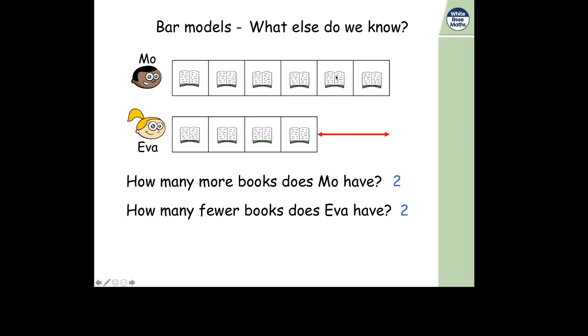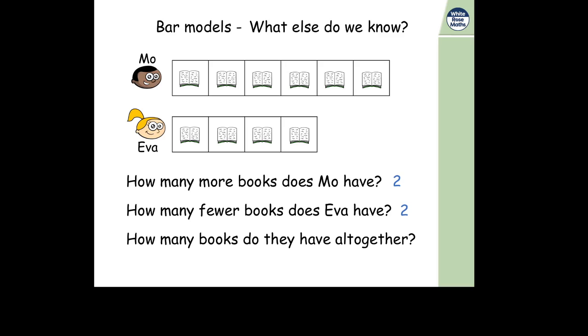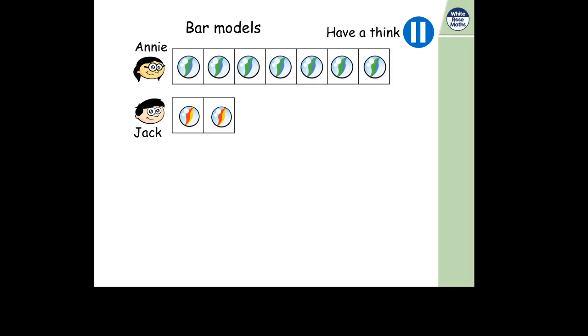Because you've got 1 book up here and another book. So although the answer's the same, the question is different. The first question is talking about Mo's books. The second question is finding out how many books Eva has and what's the difference between the two. How many books do they have altogether then? 6 and 4. Number bonds. Can you write this one down or can you tell me? Shout at the screen. We got 10.